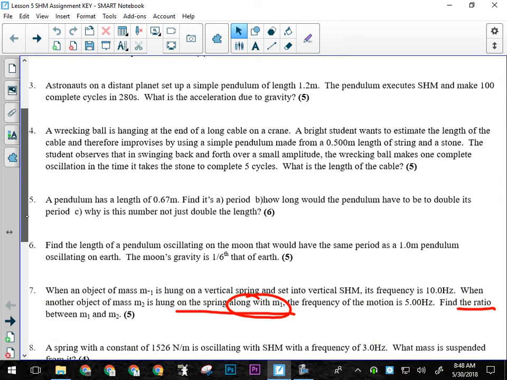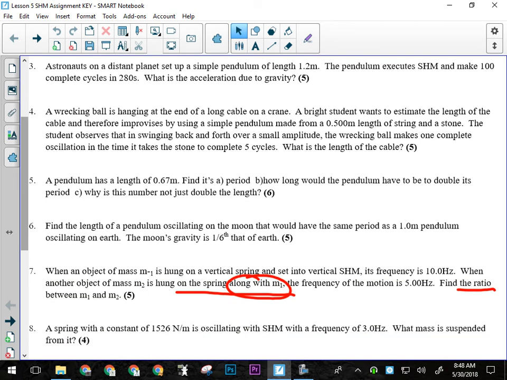All right, number 5, also pendulum question. Okay. We know it has a certain length. Okay, we want to find its period. We want to find out how long it will have to be to double its period. Okay, and why is this number not just double the length? Little explanation there. Okay, a couple of sentences explaining why.